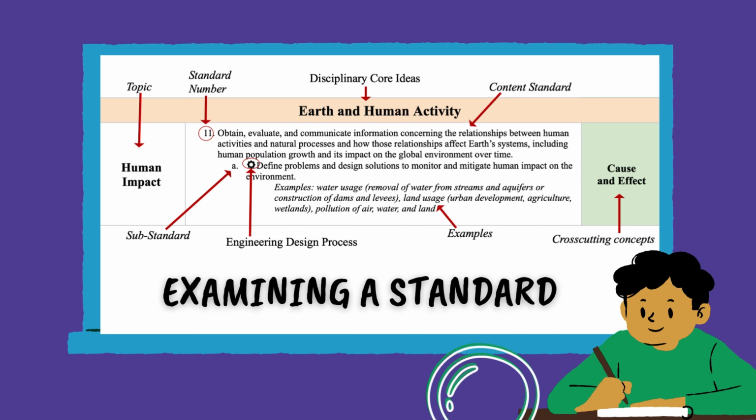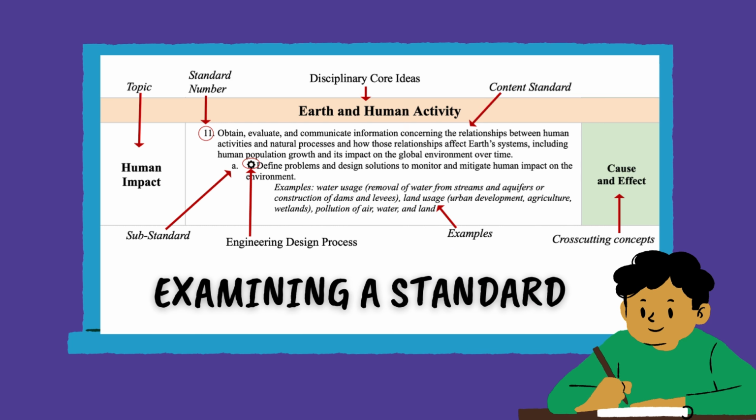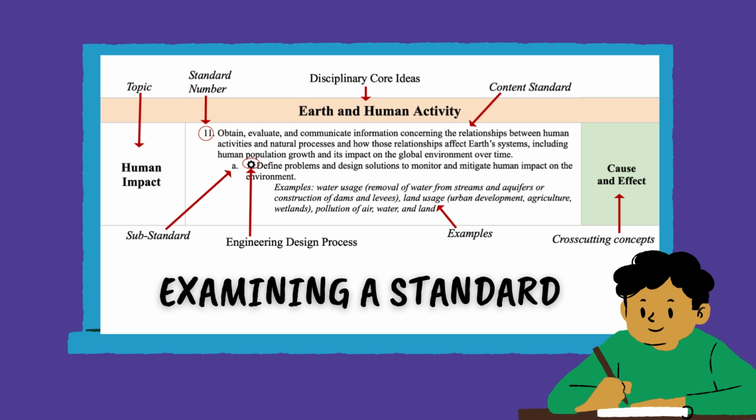You will notice that courses of study are broken down into different categories and subcategories, which may be called content areas, disciplinary core ideas, strands, clusters, or topics depending on the subject area. Within each category, you will find the content standards and any applicable substandards.